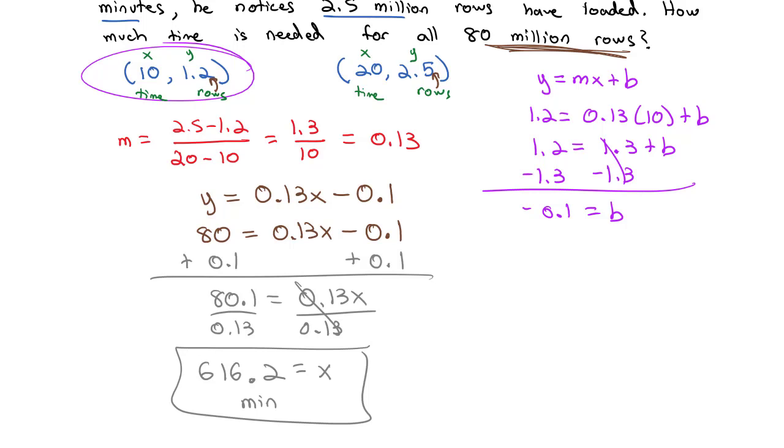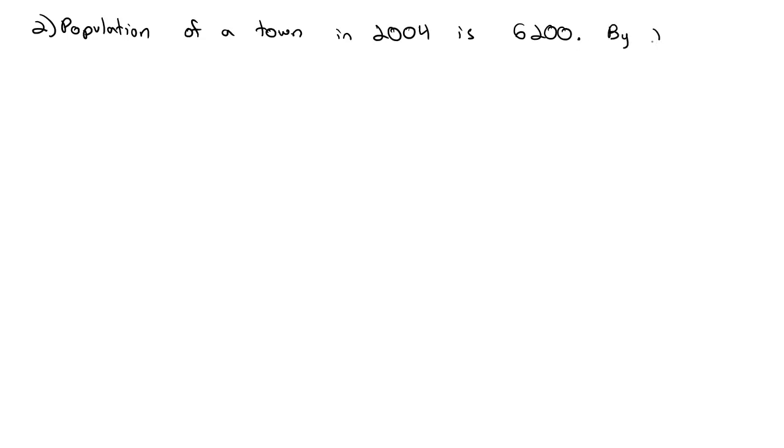Let's take a look at a second example. Let's say the population of a town in 2004 is 6,200. By 2009, it grows to 8,100.